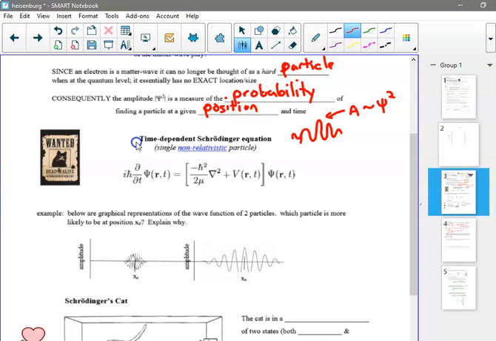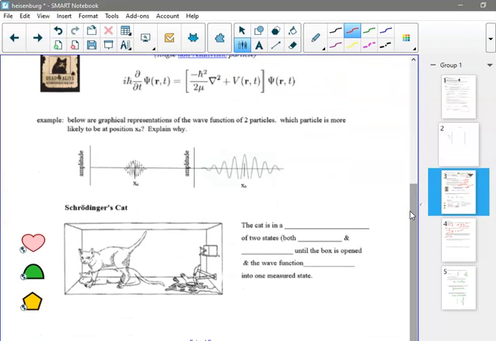But let me just do a quick little example. This is something that the AP would expect you to be able to do, and it's not overly difficult.